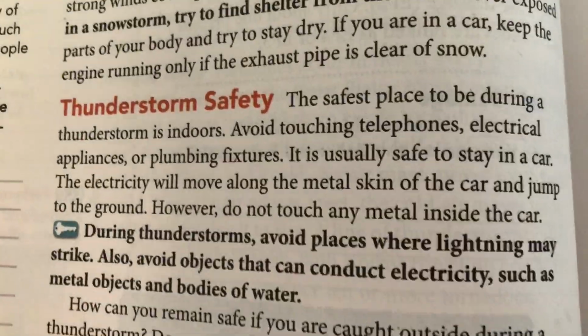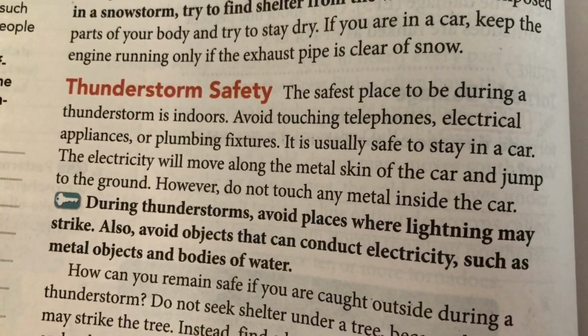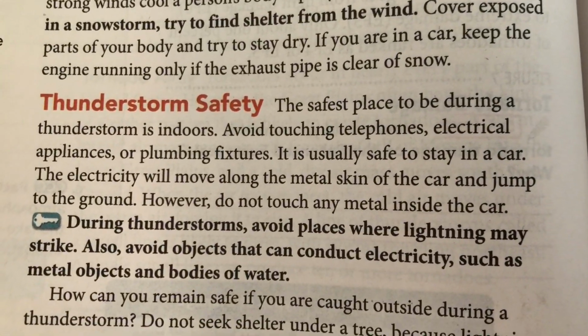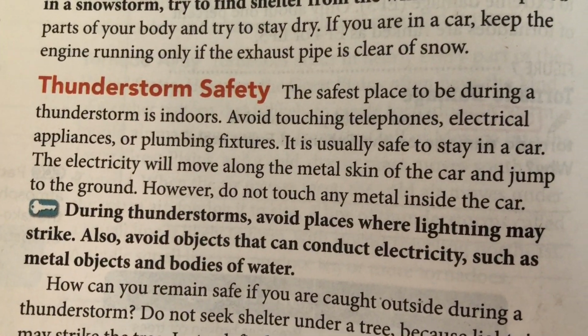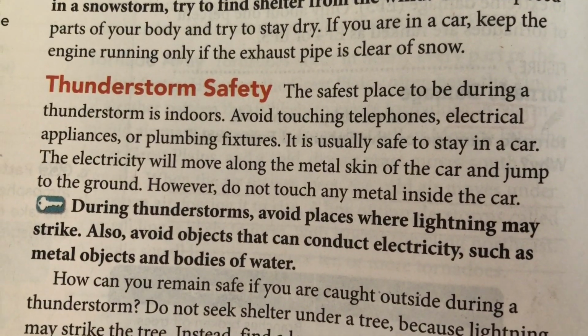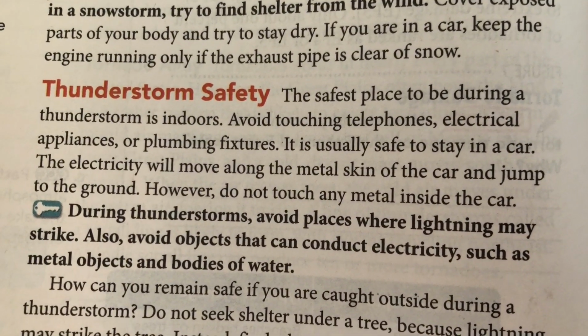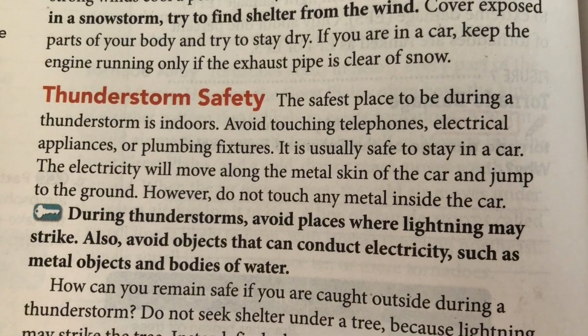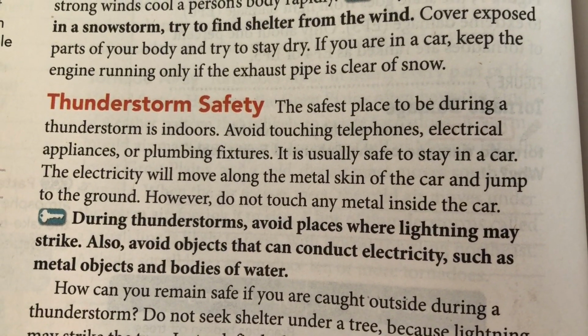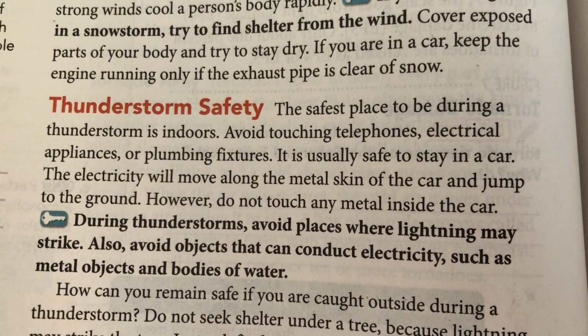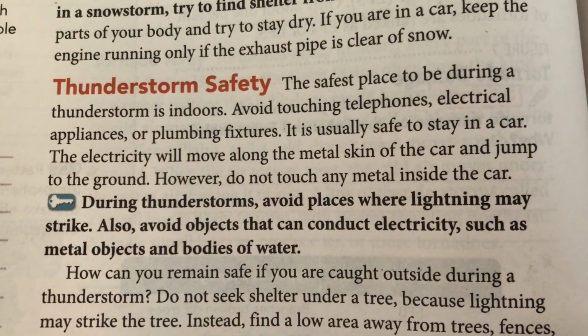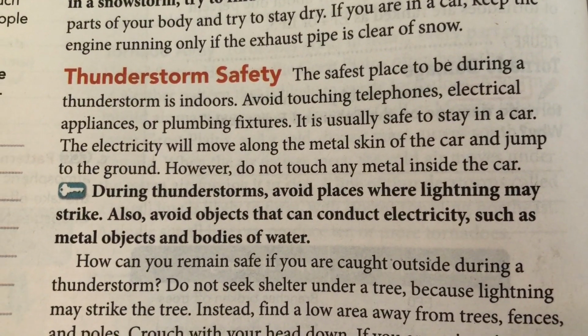Thunderstorm safety. The safest place to be during a thunderstorm is indoors. Avoid touching telephones, electrical appliances, or plumbing fixtures. It is usually safe to stay in a car. The electricity will move along the metal skin of the car and jump to the ground. However, do not touch any metal inside the car.